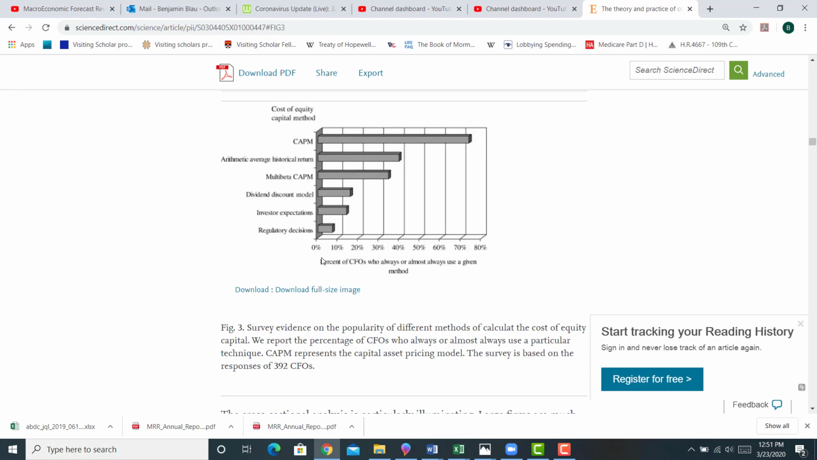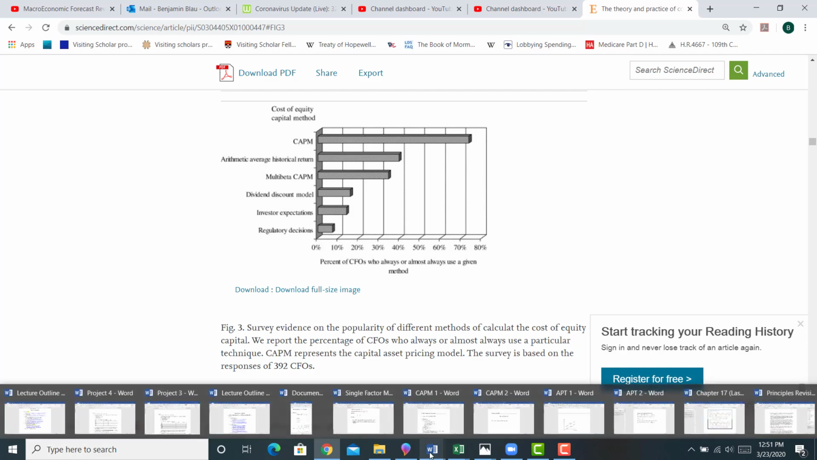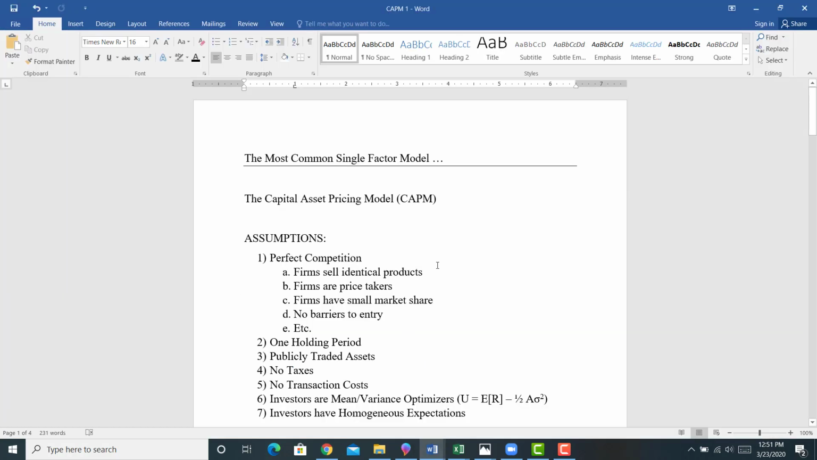Here are the results. This is the percent of CFOs who always or almost always use a given method when estimating what we call the cost of equity, or you can think of that as the return required by shareholders. And look at this. Almost 75% of CFOs always or almost always use the CAPM. So we're going to talk about the CAPM, and this is going to be super important, not just for this class, but it appears that folks outside in industry are using this widely as well.